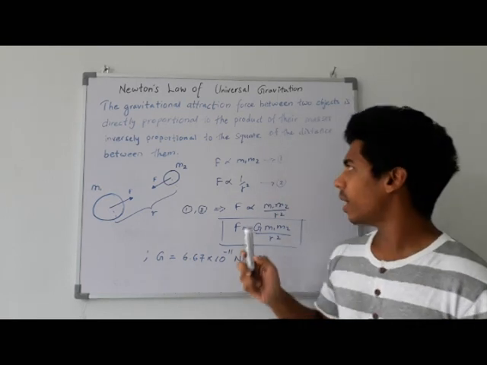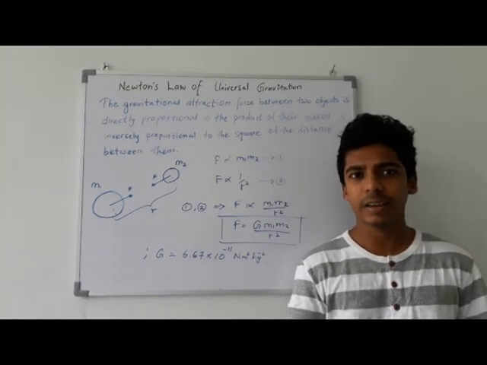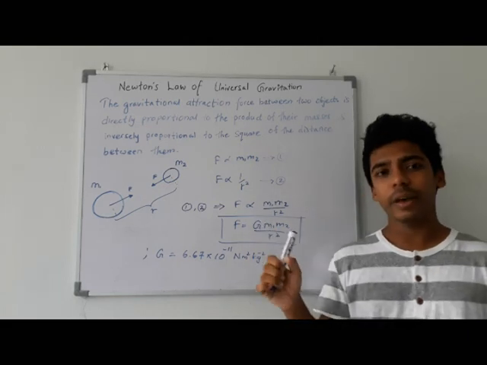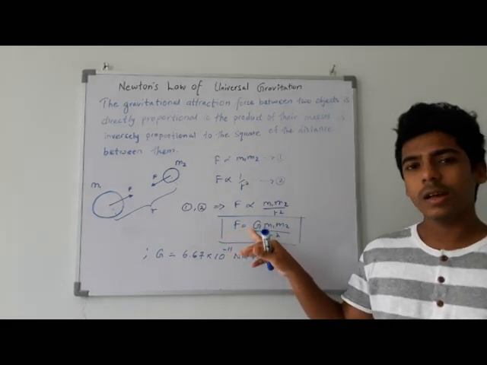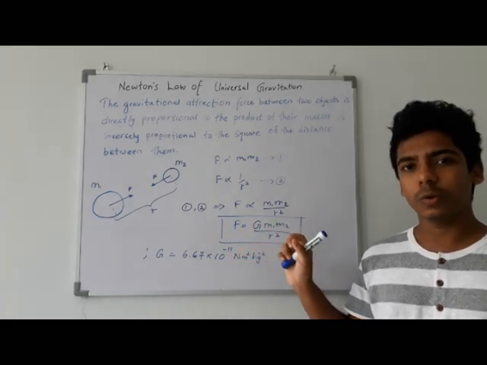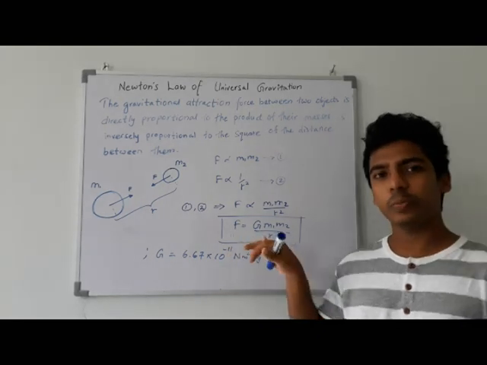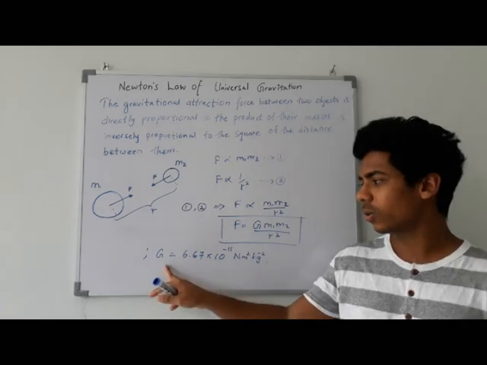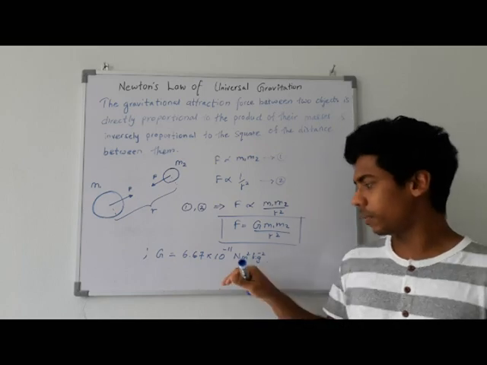Now we have equations 1 and 2. If I combine these two equations, I get F is proportional to m1 times m2 over r squared. Therefore, I can write the gravitational attraction force F equals G m1 times m2 over r squared, where G is the proportionality constant. This big G is called the universal gravitation constant and it has a value of 6.67 times 10 to the power minus 11 newton meter squared per kilogram squared.